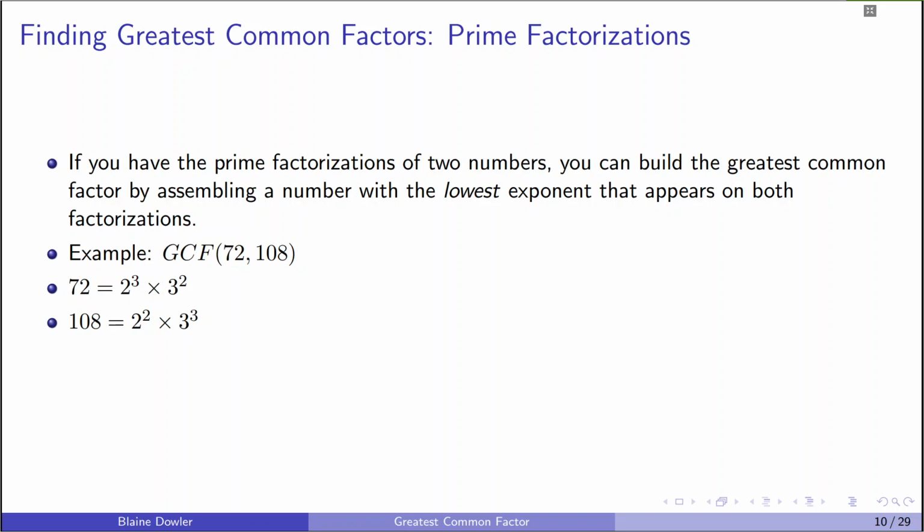So the greatest common factor will have some number of 2's and some number of 3's, because 2 and 3 appear on both lists. Let's take a look at our 2's. The lowest exponent, when we compare 2 and 3, 2 is the lowest, so 2 is the exponent we use in our greatest common factor. We look at our 3's. Exponents again are 2 and 3, 2 is the lowest, so 2 is what we use to build our greatest common factor. So 2 squared times 3 squared gives us 36. That is our greatest common factor. 36 times 2 is 72, 36 times 3 is 108.